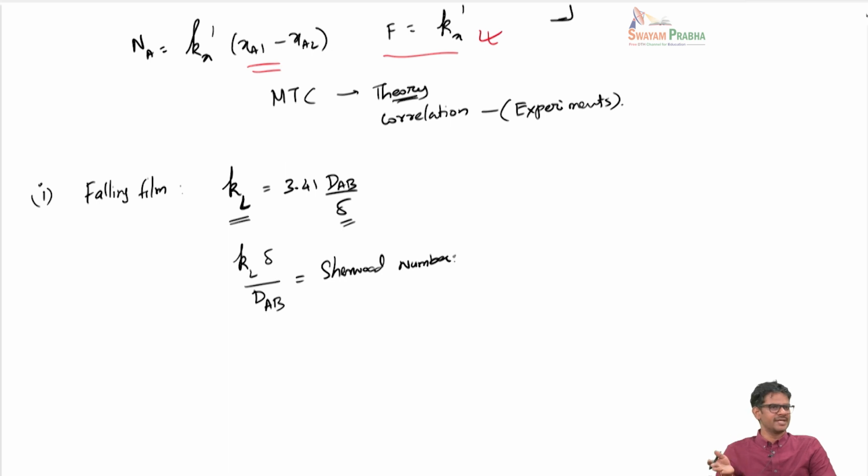This is equivalent to the Nusselt number in the case of heat transfer, where the Nusselt number is defined as something like hD by k. So k here is thermal conductivity, D is some length scale, and h here is the local heat transfer coefficient. In the same way, here kL is the mass transfer coefficient, delta is a length scale representing the mass transfer. In this case, it is the thickness of the falling film, and DAB is the mass diffusivity. Here we talked about thermal conductivity, so here this is mass diffusivity. Okay, so we call this the Sherwood number, something like Sh.